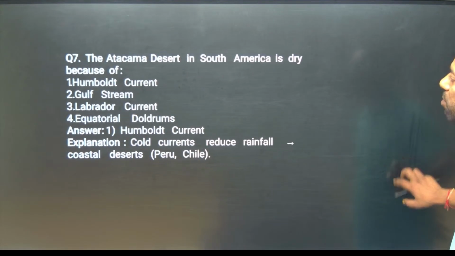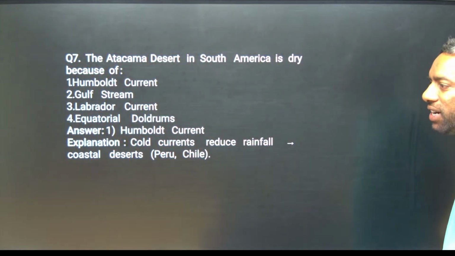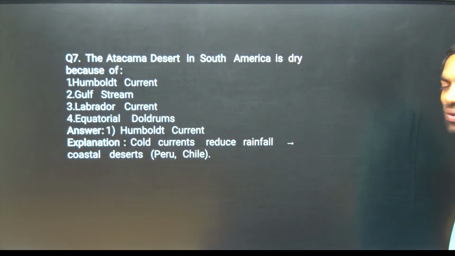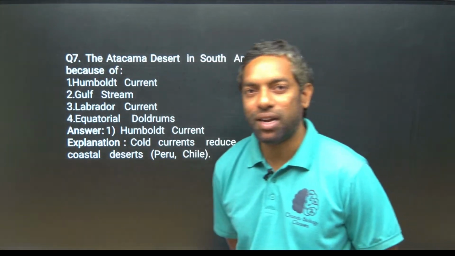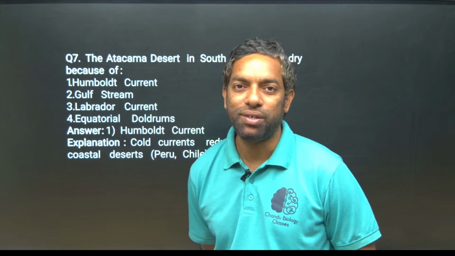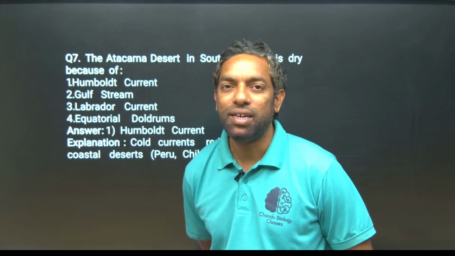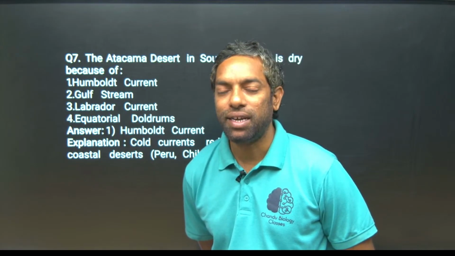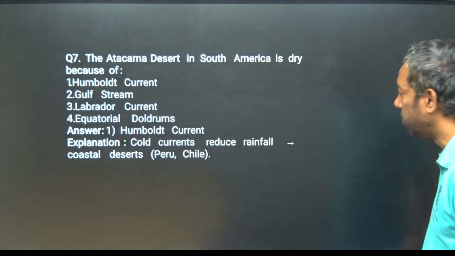The Atacama desert in South America is dry because, of course, El Nino we did discuss, right? A cold current reduces rainfall in the coastal deserts of Peru and Chile. The Atacama is a cold desert in South America. Along the Peruvian coast, a dry season takes place because of the cold wind, in the Atacama desert, in Peru and Chile.